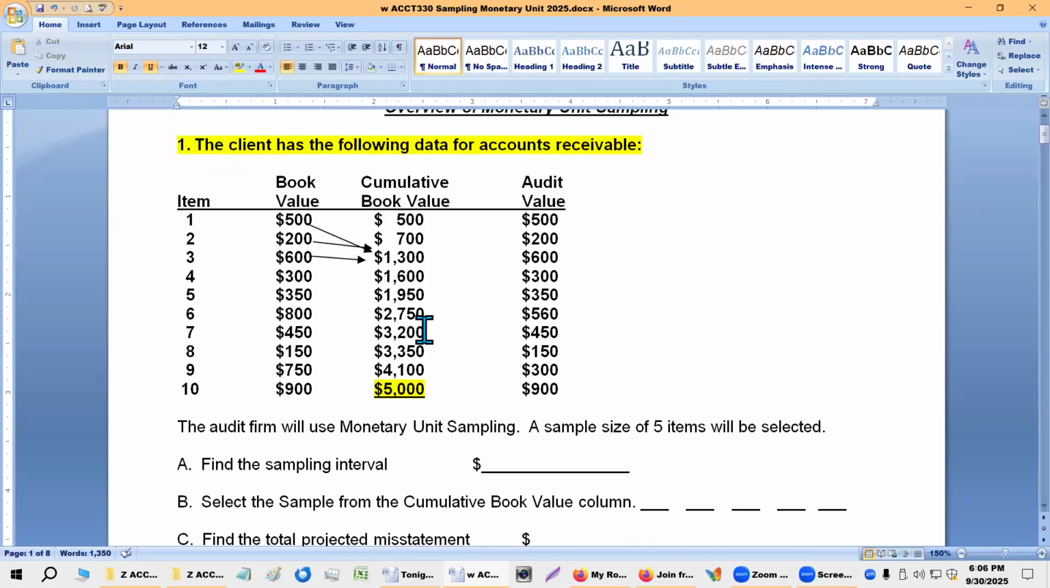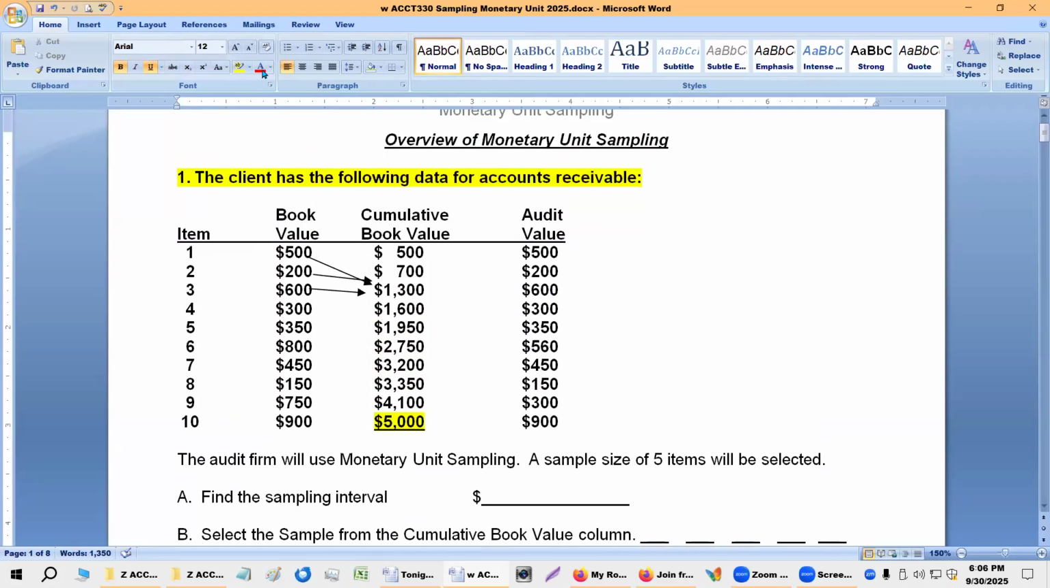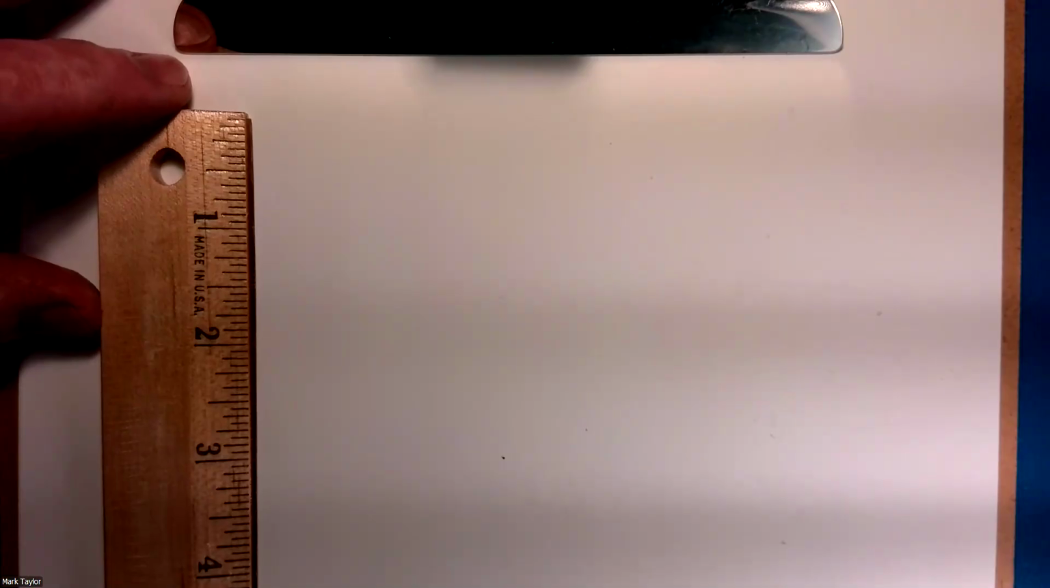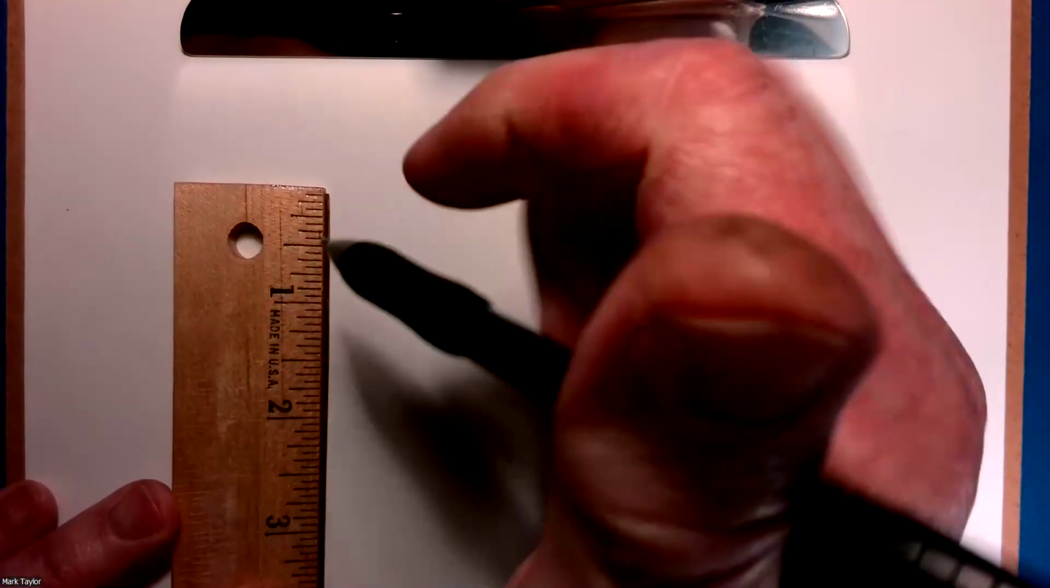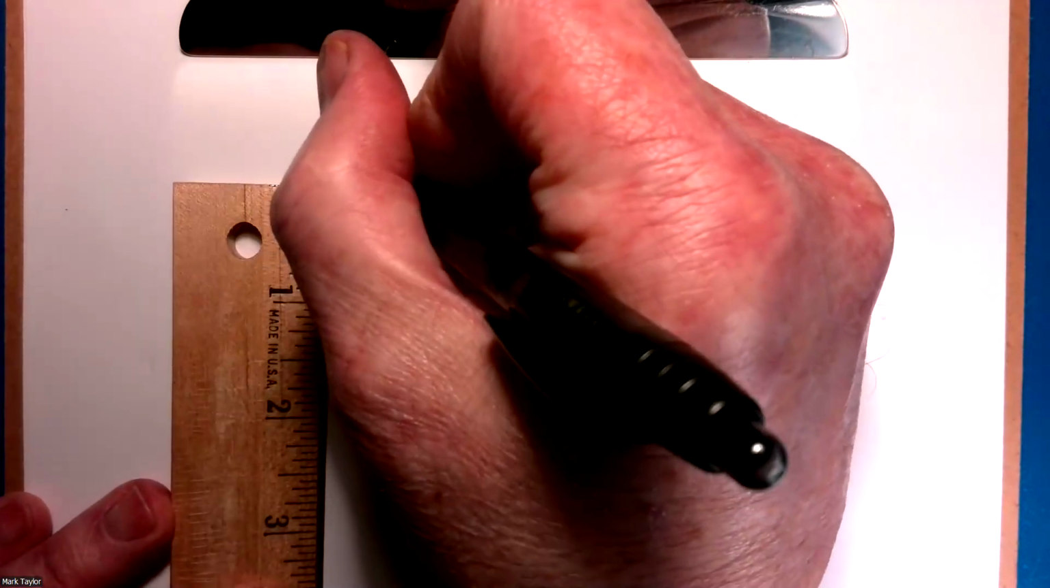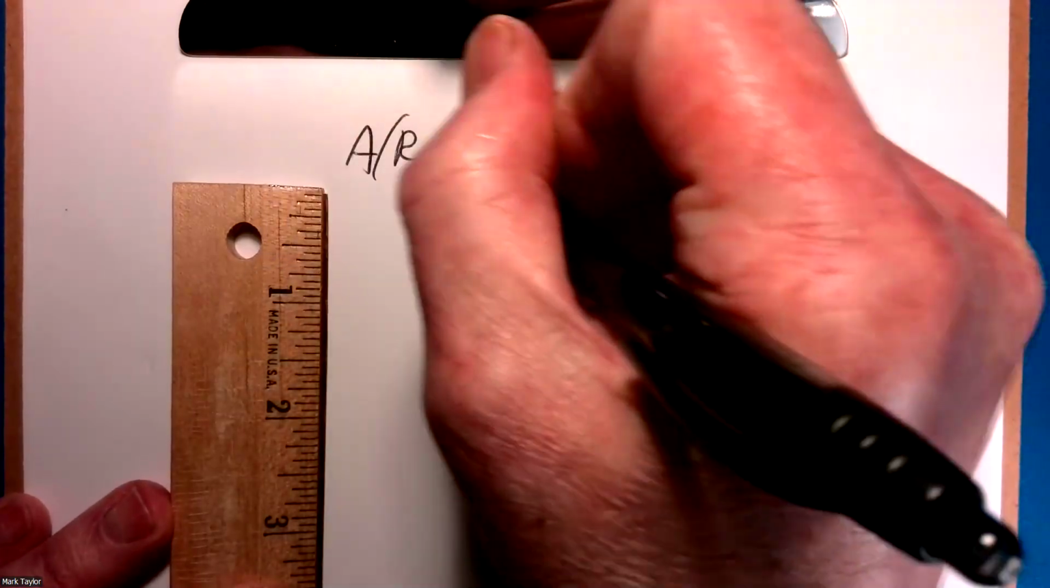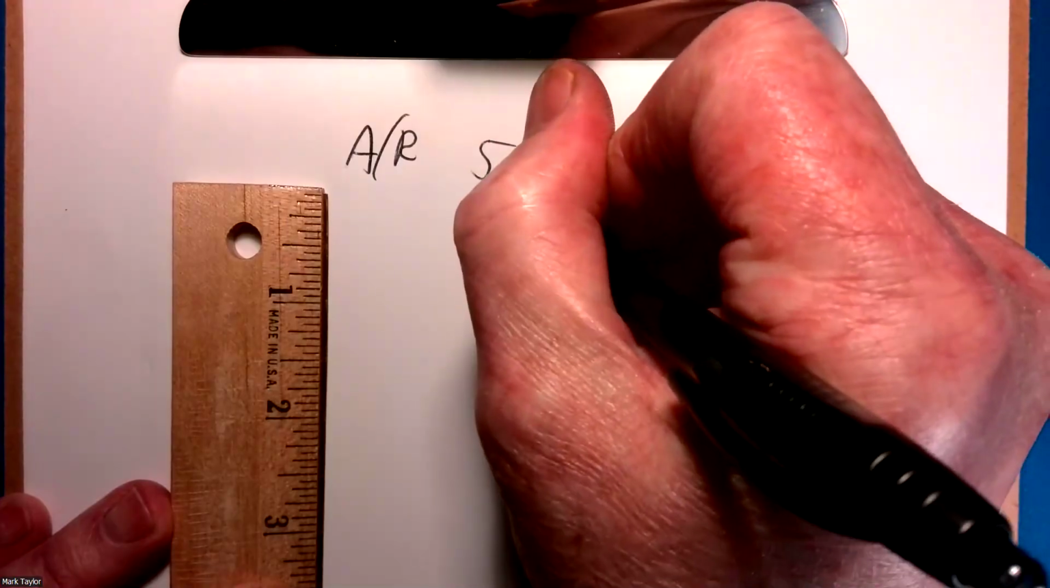Okay, so here's what we're gonna do with this. We're going to take those $5,000 in the accounts receivable, and we're going to split it up over 5 items.